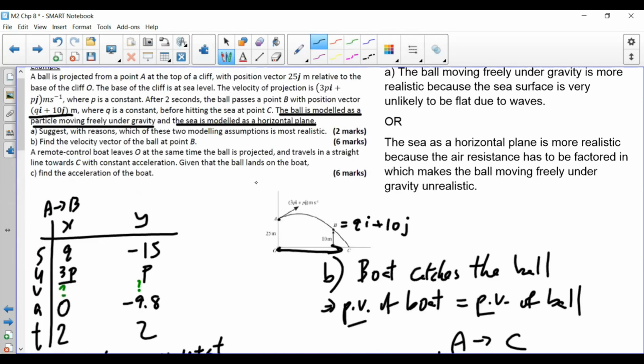What do I want us to find again? Find this. I'll find the acceleration of the boat. Sorry, find the acceleration of the boat.